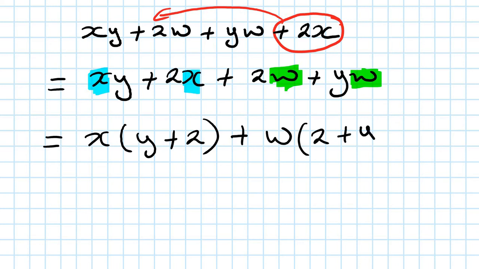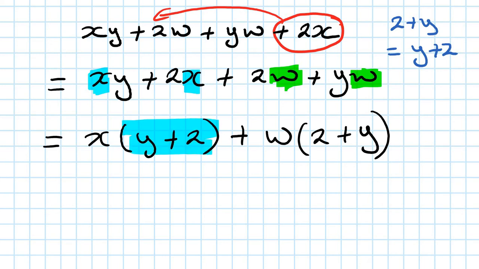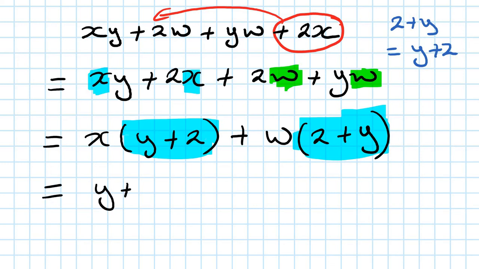Now remember, 2 plus y is exactly the same as y plus 2. So these two are common as well. So keep that in mind. Now I take y plus 2 out, and you're left with x plus w.